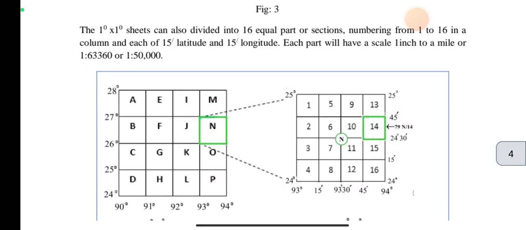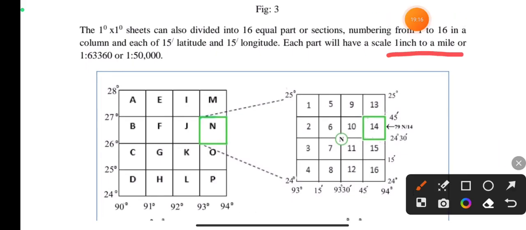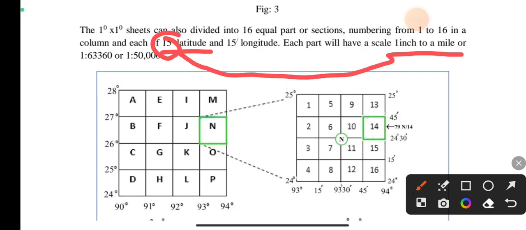Okay, so here the scale would be 1 inch to 1 mile, because the earlier one was 1 inch to 2 miles. So here it will be 1 inch to 1 mile, because again we are getting it divided into 4 parts. Or you can say earlier it was 13 degrees, so here it is getting half, so it will come to 1 inch to 1 mile, from 2 mile to 1 mile.